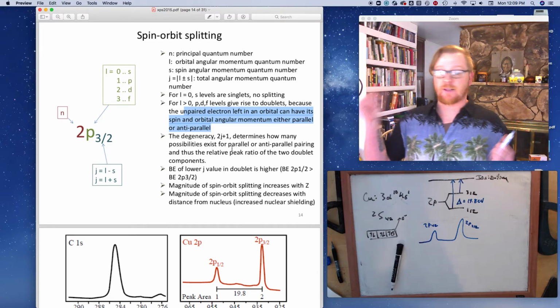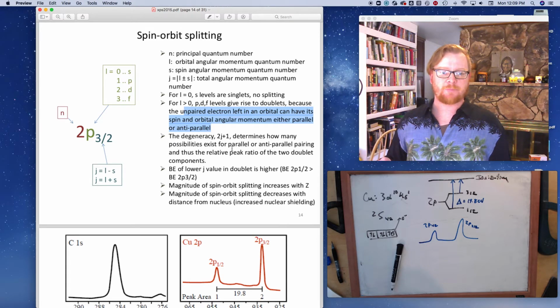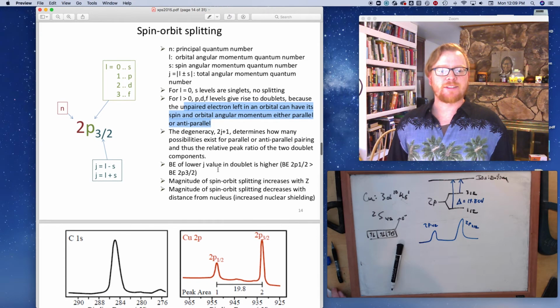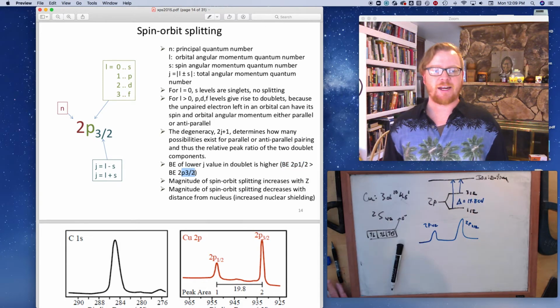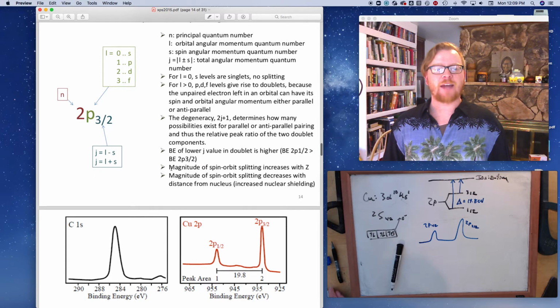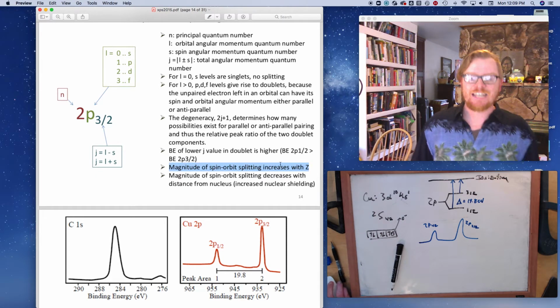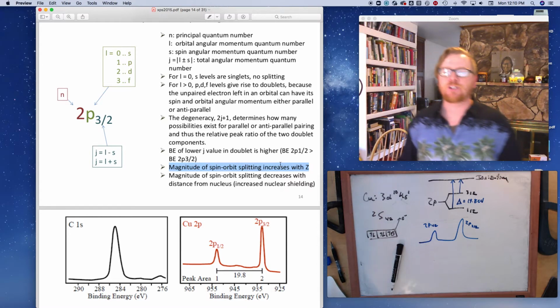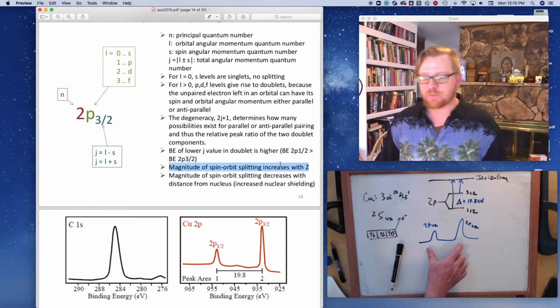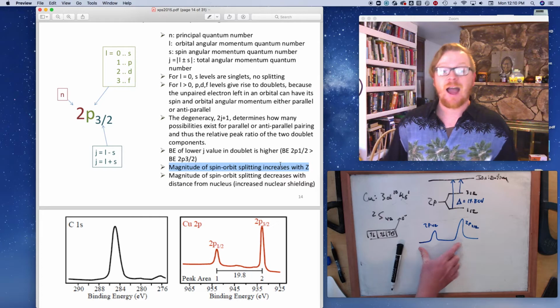Again, that's the up-spin electron or the down-spin electron. Okay. So you can see the binding energy of the J value in a doublet is always higher. So the binding energy of 2p 1/2 is always greater than 3/2 because of this right here. All right. And then finally, the magnitude of spin-orbit splitting increases with Z. So the bigger the nuclear charge, the bigger this splitting will be.